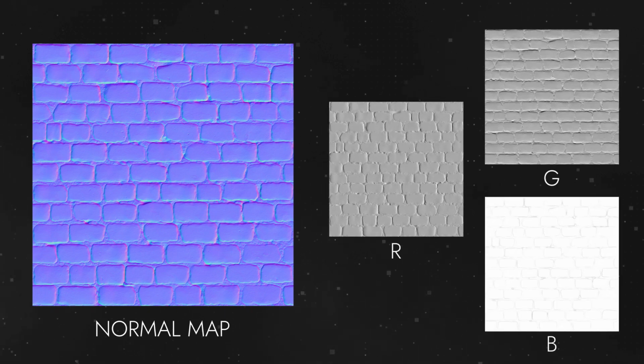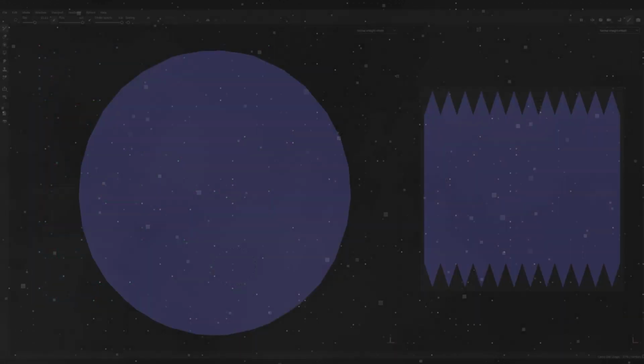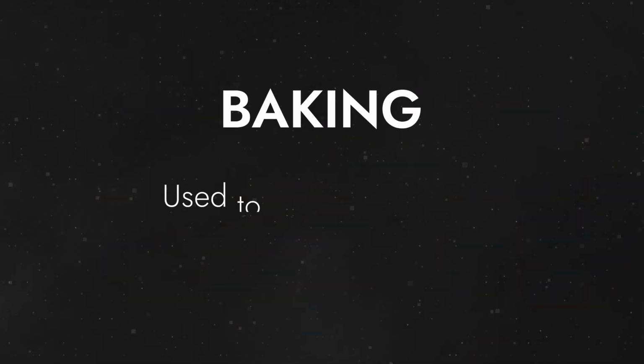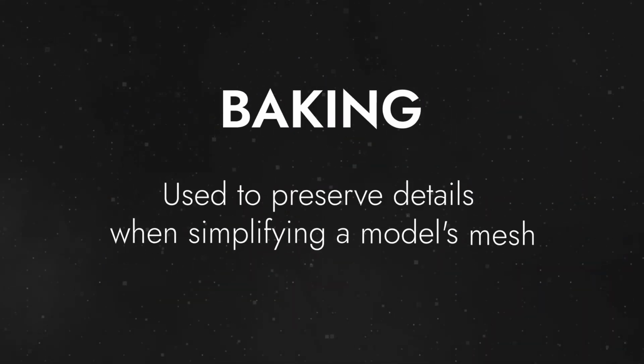Normal maps look like this. They are colorful because each of 3 color channels contains information. Basically, it's 3 texture maps in one, each of which contains information about how light should interact with your model. There are 2 methods for creating a normal map. You can manually add the necessary details to the map, for example using Substance Painter, or you can use baking. This method is used to preserve details when simplifying a model's mesh.